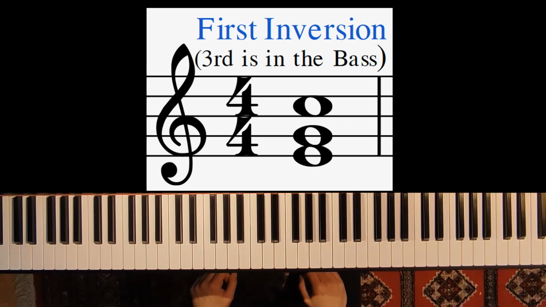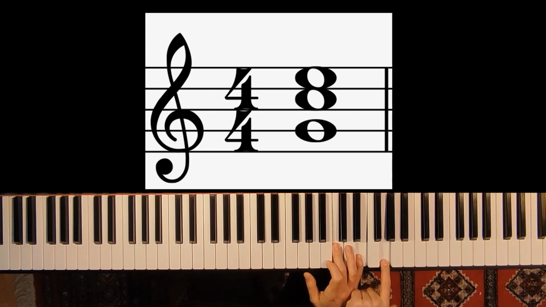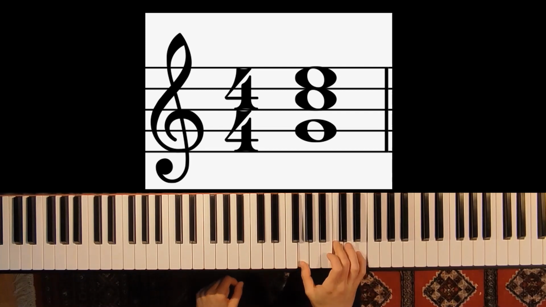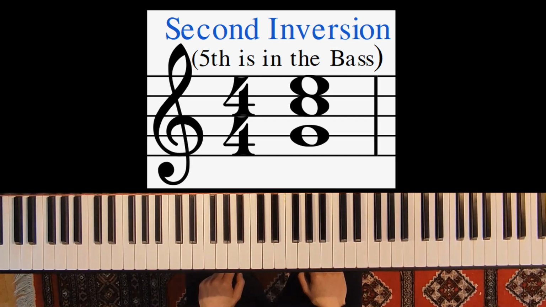Let's do another example. Actually, let's take C major. But now this time I have the G in the bass. So it's G, C, E. And if you put the G one octave higher, you get the root position. So when you have the fifth in the bass, this is the second inversion. And you can also see this by, first we have a fourth as an interval, and then we have the third.